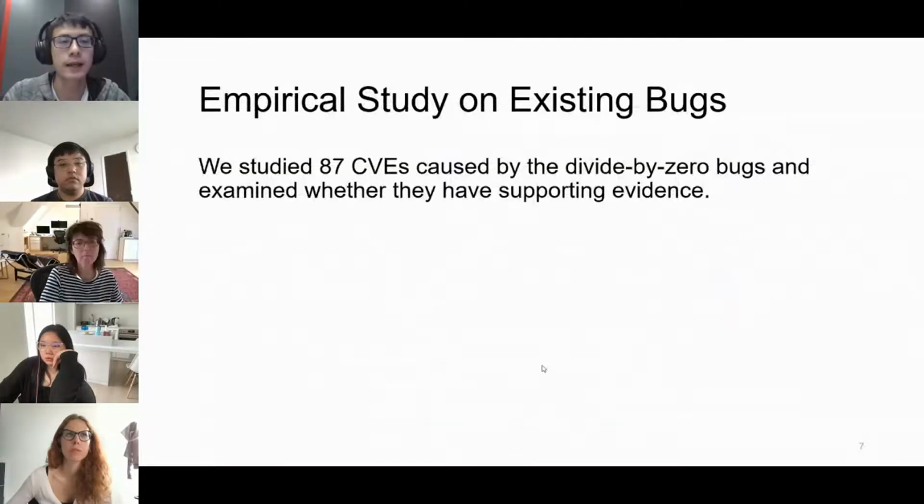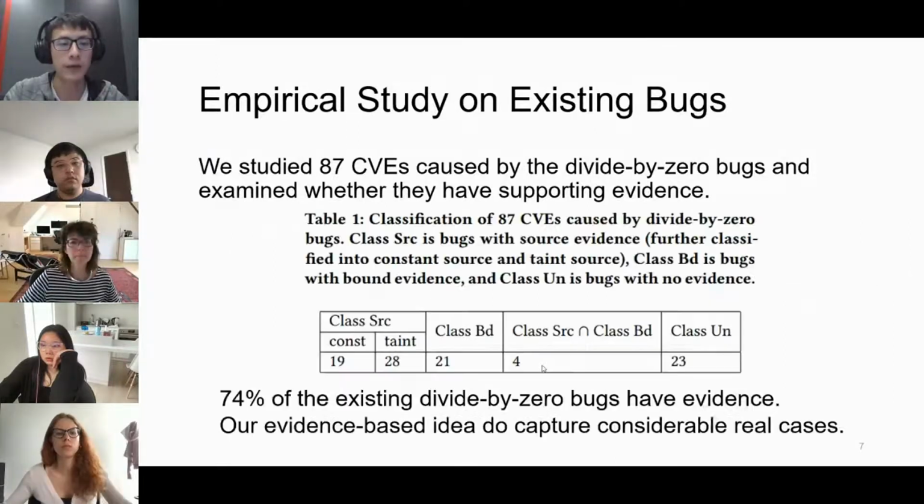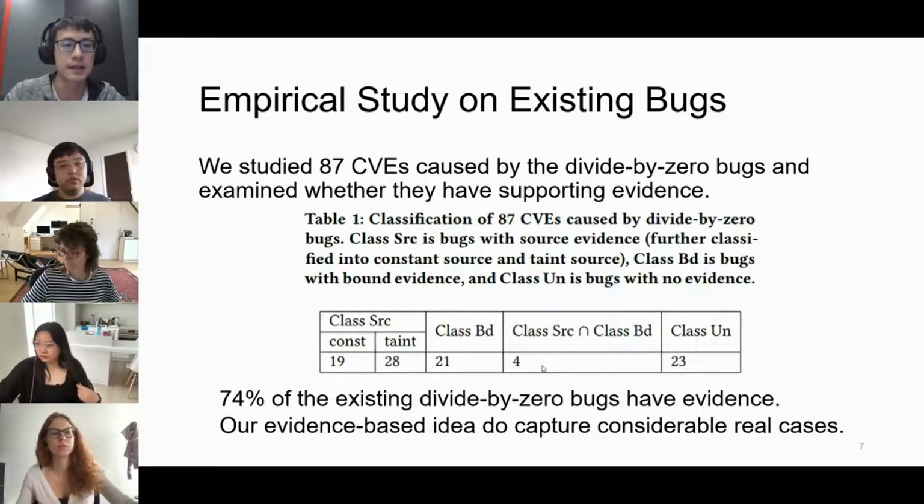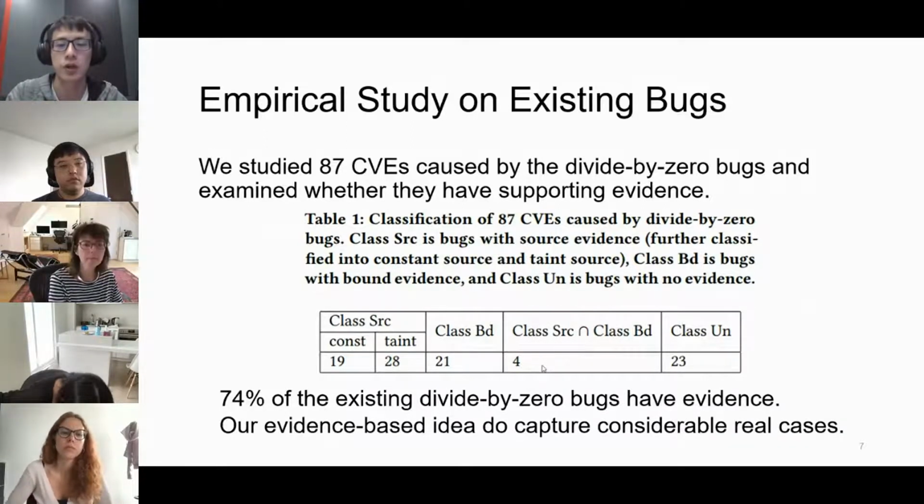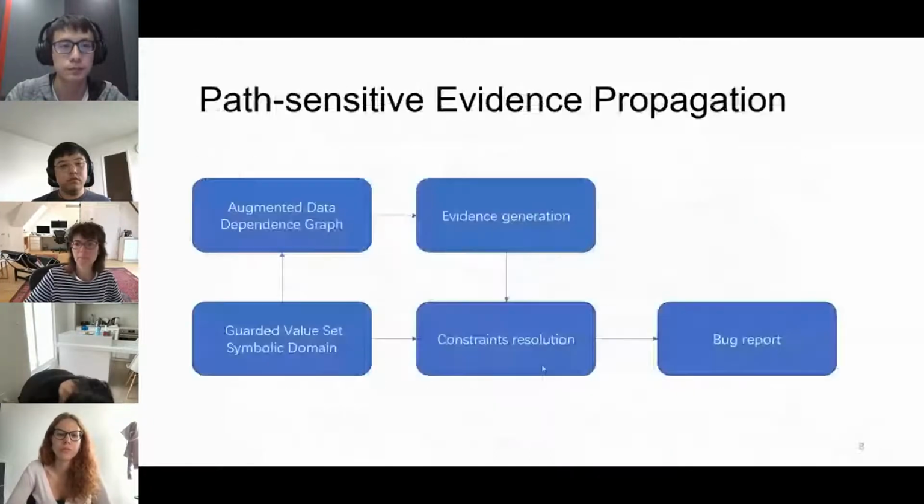During an empirical study of 87 CVEs caused by divide by zero bugs, we found that 74% of them have evidence. This suggests that our evidence-based idea does capture considerable real cases.